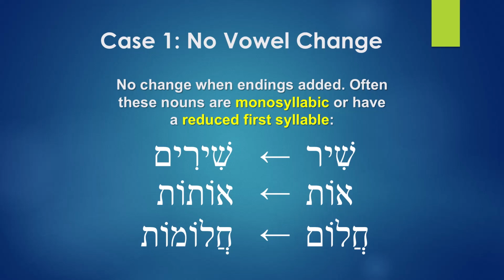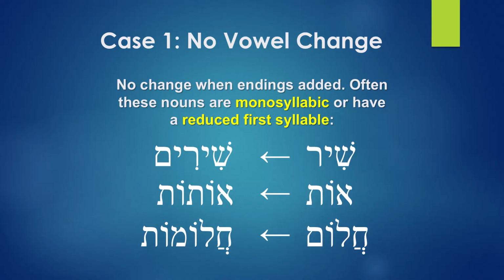You have the word shir. Shir means song, a song. When you want to say songs in Hebrew, you say shirim, and shirim means songs. And you can see this is monosyllabic. It has one syllable. This is a one syllable word, shir. In the plural, it becomes shirim.